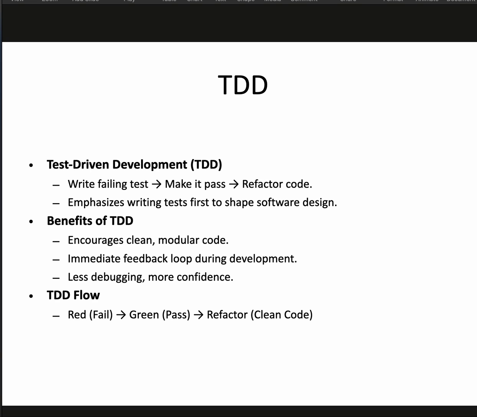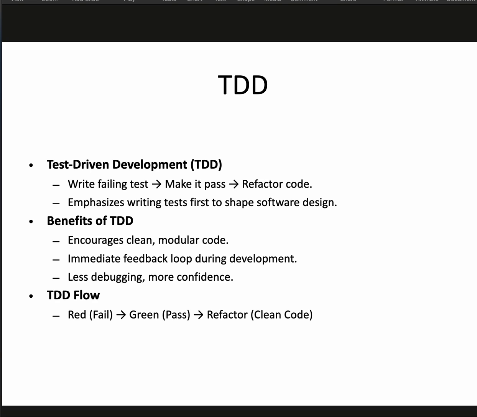Now, let's talk about one of the most effective testing approaches in modern development, test-driven development, or TDD. TDD flips the traditional development process. Instead of writing code first and testing later, you write the test first before you even implement the feature. Let's move on to the TDD cycle. Red, green, refactor.